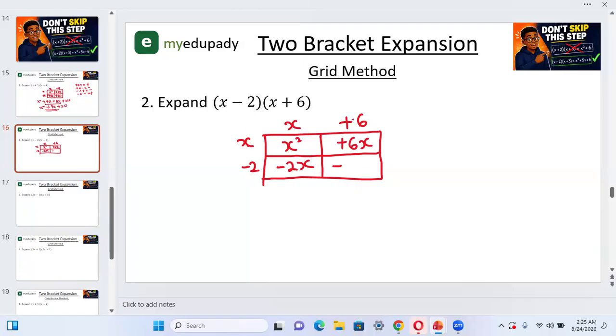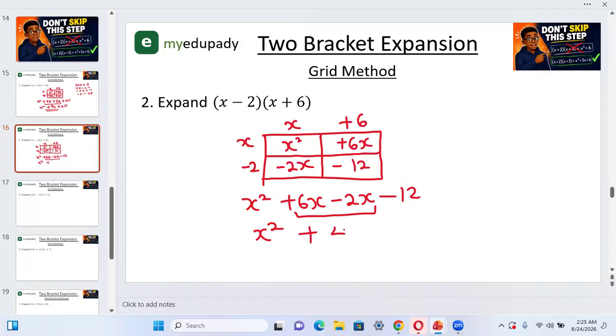2 times 6 is 12. And then write out all the terms we have, and that gives us x squared plus 6x minus 2x minus 12. So this gives x squared. This and this are similar. So plus 6x minus 2x will give us plus 4x, then minus 12. And this is the solution to that expansion.